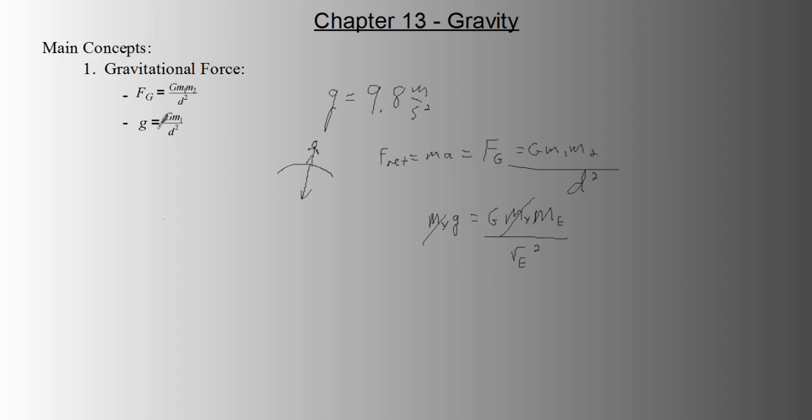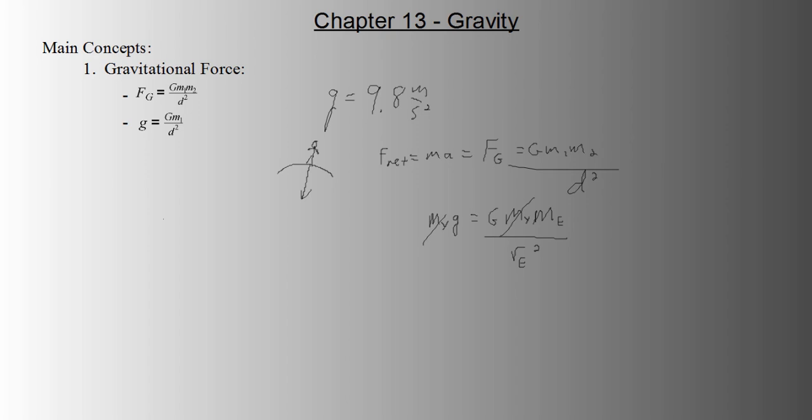So yeah, that's how you find the g of any planetary surface. So for here, G is 6.67 times 10 to the negative 11. Mass of the Earth is 5.98 times 10 to the 24 kilograms. I'm looking, by the way, at the back cover of our textbook. And the radius of the Earth is 6.37 times 10 to the 6 meters. So you plug those numbers in, and you'll get 9.8. I won't do that out.